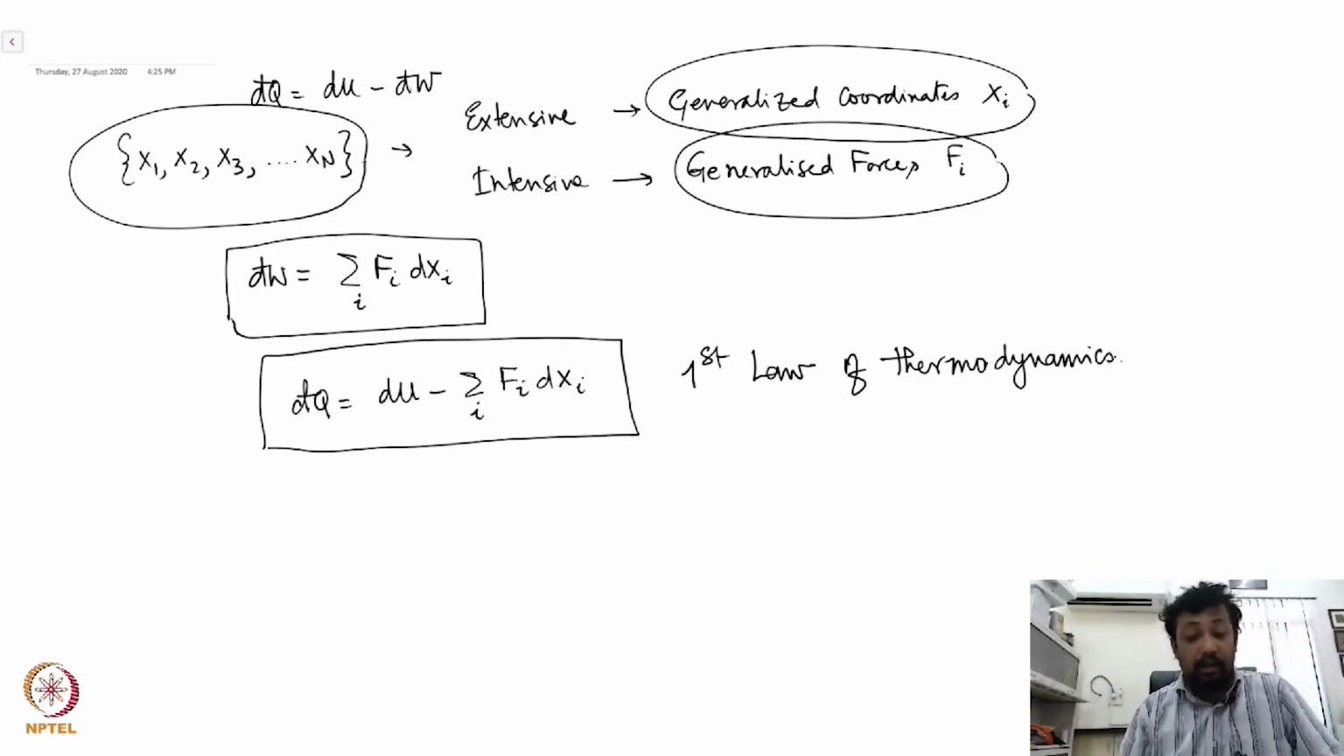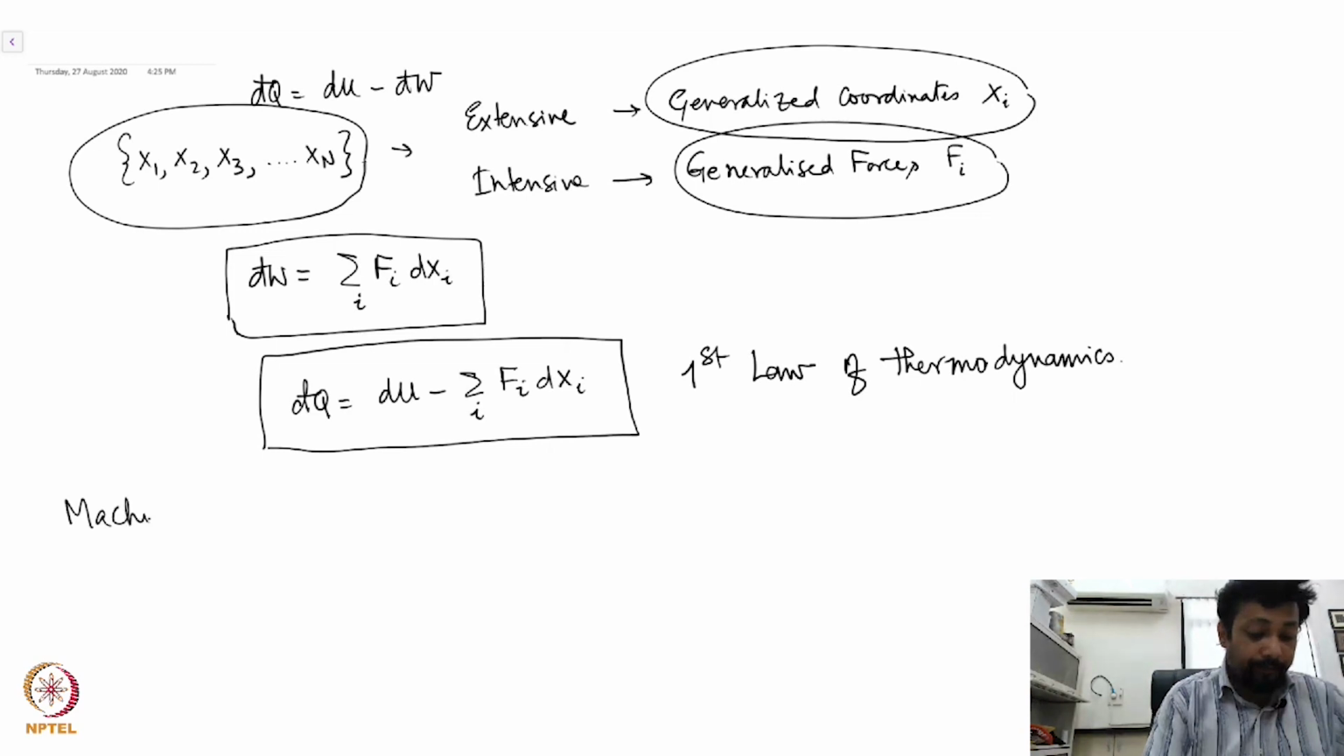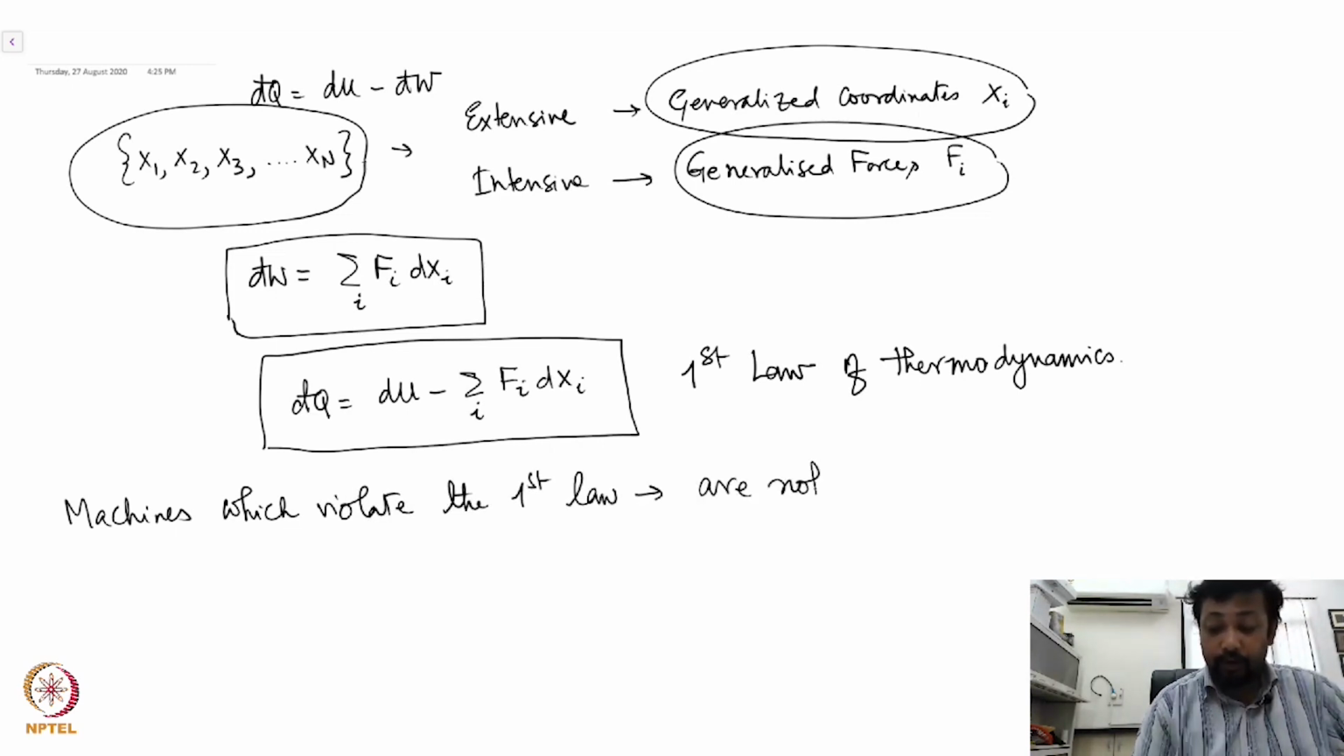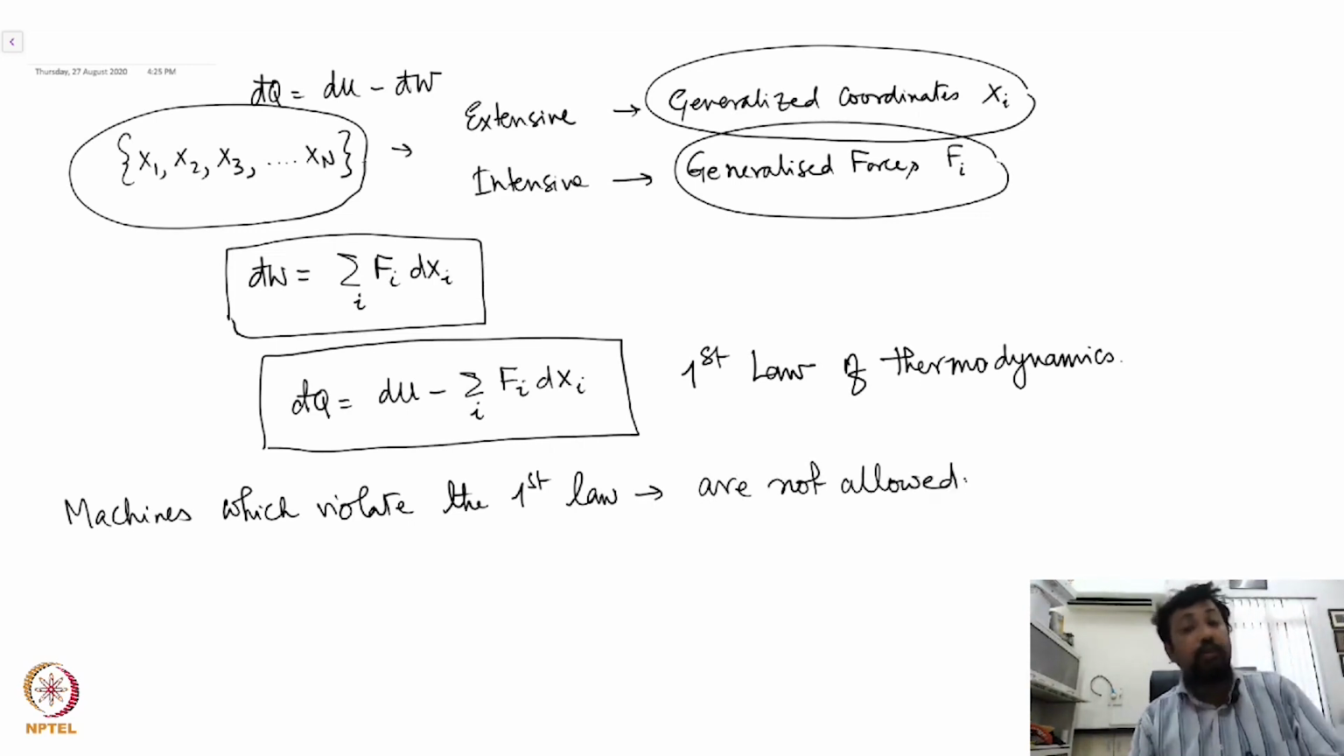Interestingly, you cannot design a machine which violates the conservation of energy. So machines which violate the first law are not allowed. These are machines which are called perpetual machines of the first kind. You cannot have perpetual machines of the first kind because you are violating the conservation of energy.